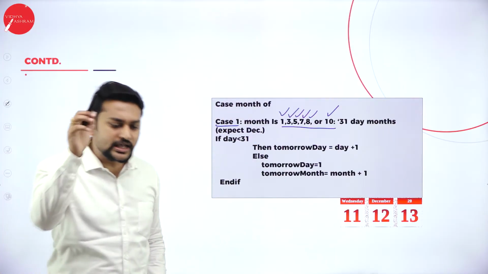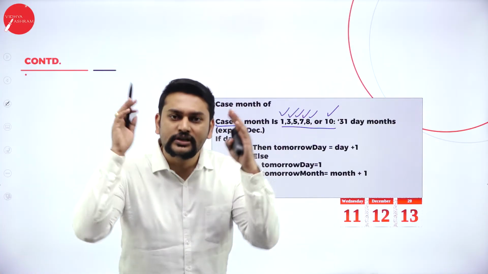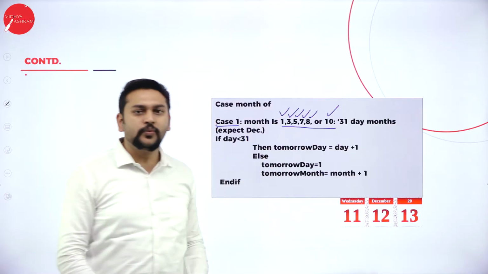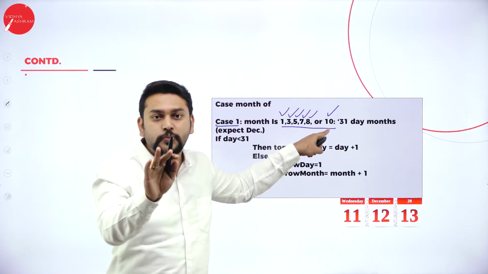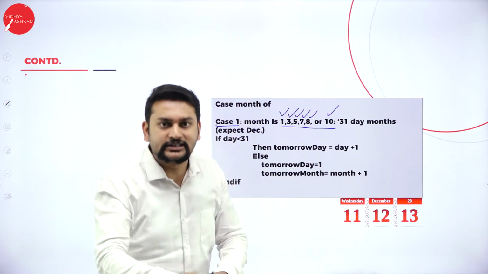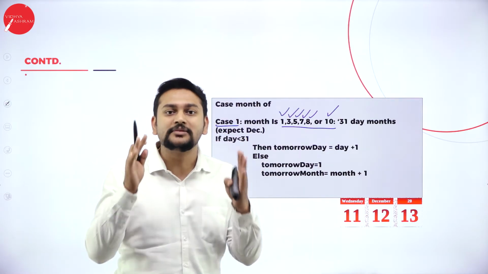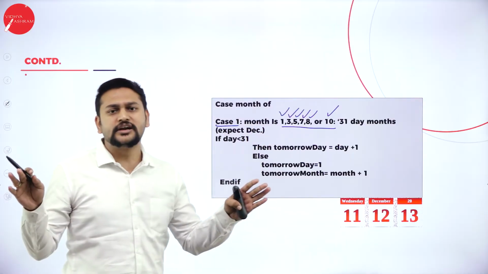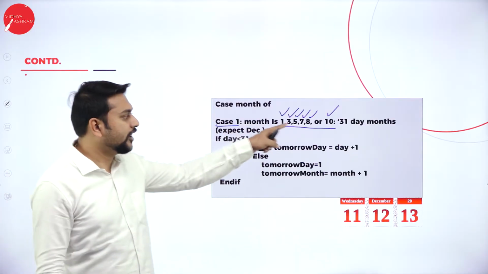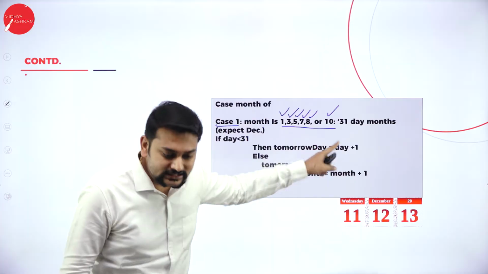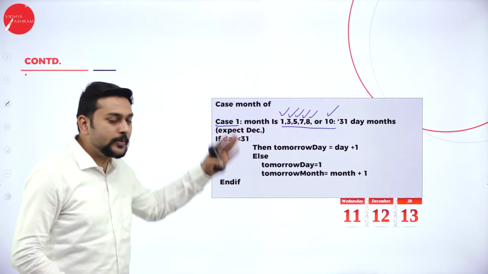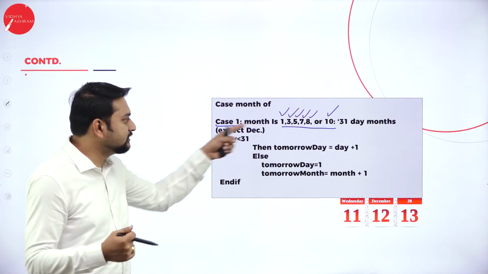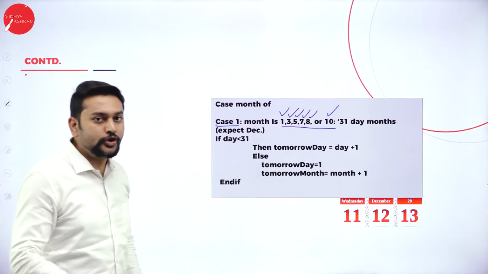Sir, you can ask me, even in December we get 31 days, so why have you not included 12? I will be explaining that in the next cases. Don't worry, let me explain this clearly. Please understand what will happen if the entered month is in these values. This case will be executed when my month is in these numbers.